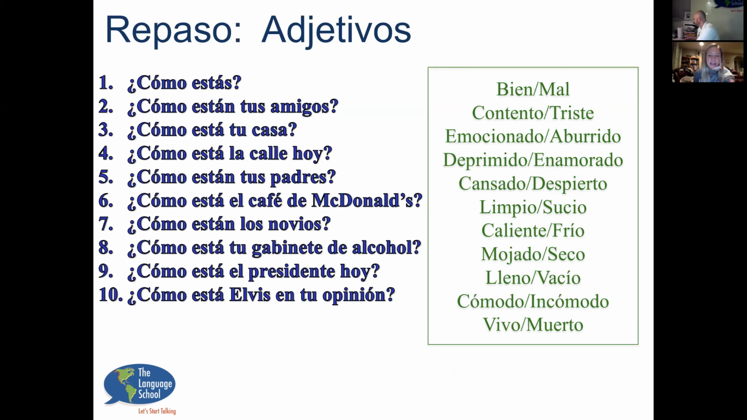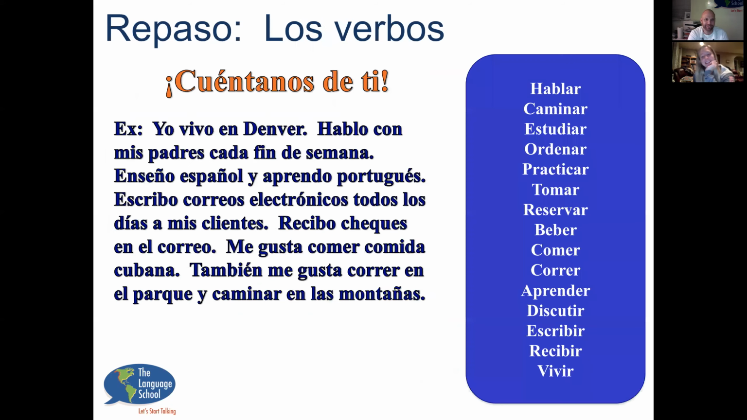¿Cómo están los novios? Los novios están enamorados. ¿Cómo está tu gabinete de alcohol? Mi gabinete... That's a hard G. Gabinete. Mi gabinete de alcohol está vacío. Vacío. ¿Cómo está el presidente hoy? El presidente está cansado hoy. ¿Cómo está Elvis en tu opinión? Elvis está bien. Elvis está muerto. Okay, muy bien.